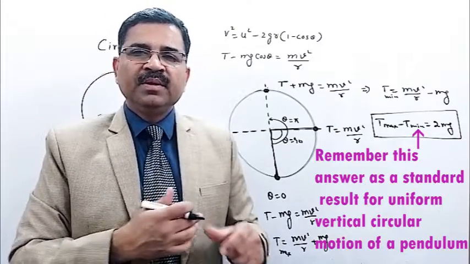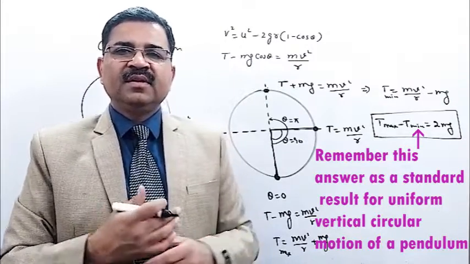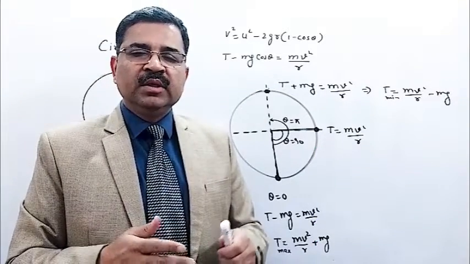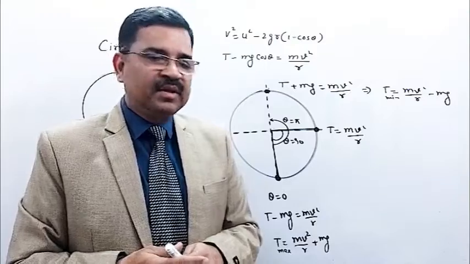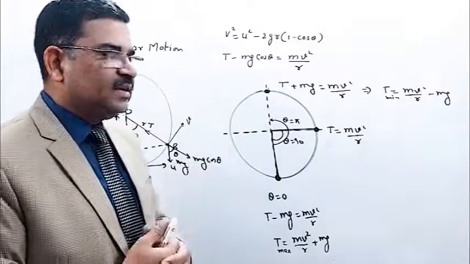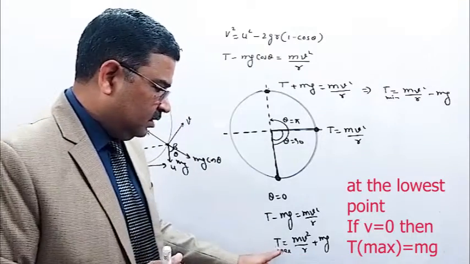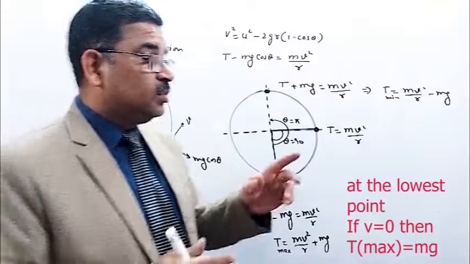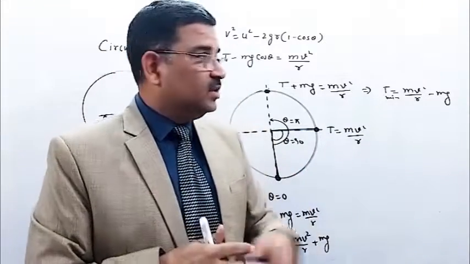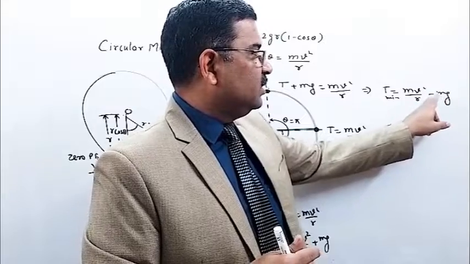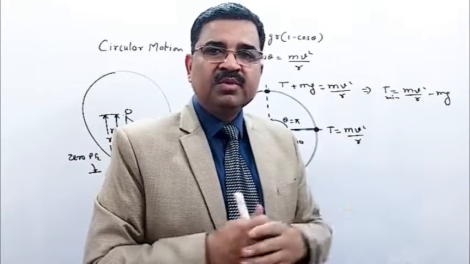Now you may remember this particular answer as a standard result. Students, one thing is sure that when a pendulum moves in a vertical circular motion, then the tension in the string is maximum at the lowest point whereas it is minimum at the highest point. So this tension will never become zero whatever way the velocity be. But if we start decreasing the velocity, then at a certain velocity when mv square by r becomes equal to mg, T minimum may become 0.